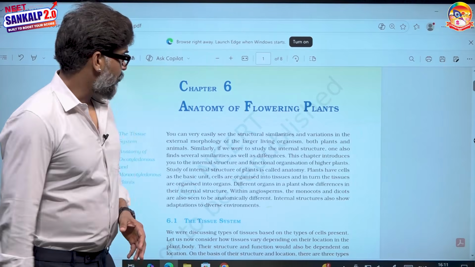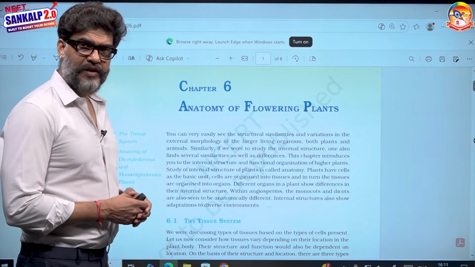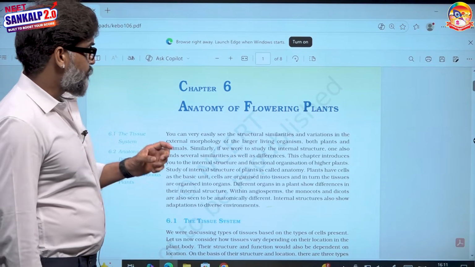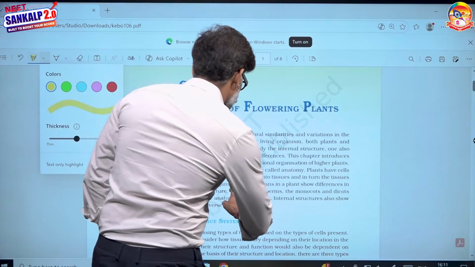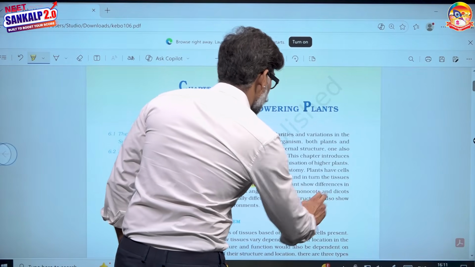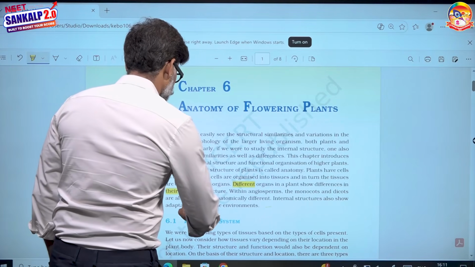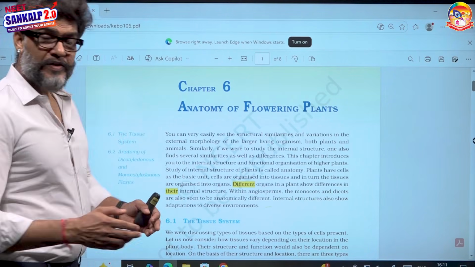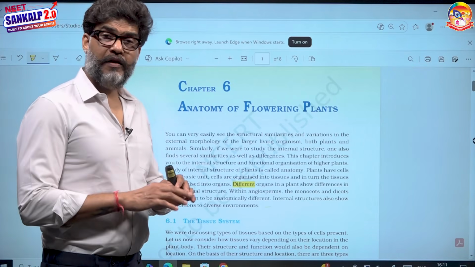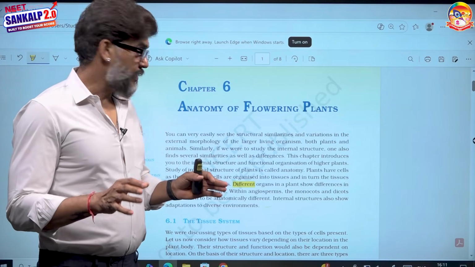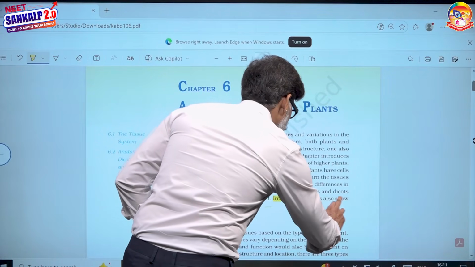Here in this chapter, according to the new syllabus of NTA, we are going to discuss the content. Anatomy of the flowering plant means a study of the internal organization. Different organs in the different plant show differences in their internal structures. It means anatomy of the root, anatomy of the stem, anatomy of the leaf are different. Why are they different? Because plants have to introduce a certain kind of adaptations.